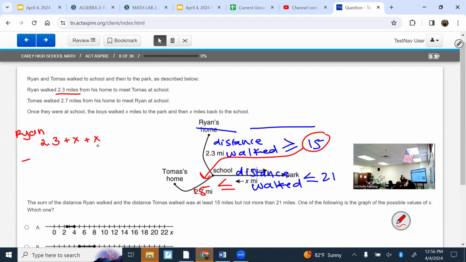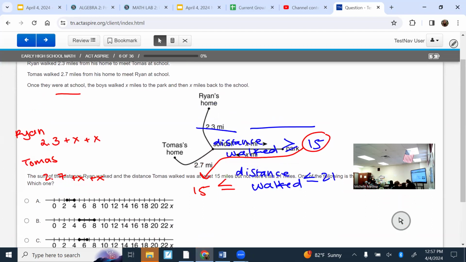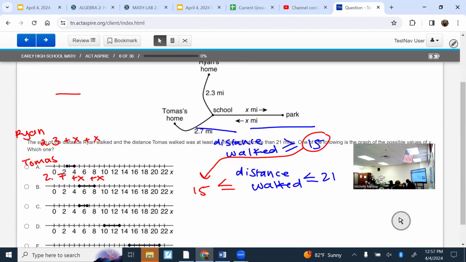For Tomas, it was 2.7 from his house. Once they met at the school, he walked X miles to the park. So 2.7 plus X. And then from the park back was another X miles. Does that make sense? Anyone have questions about that? This is what Ryan walked.